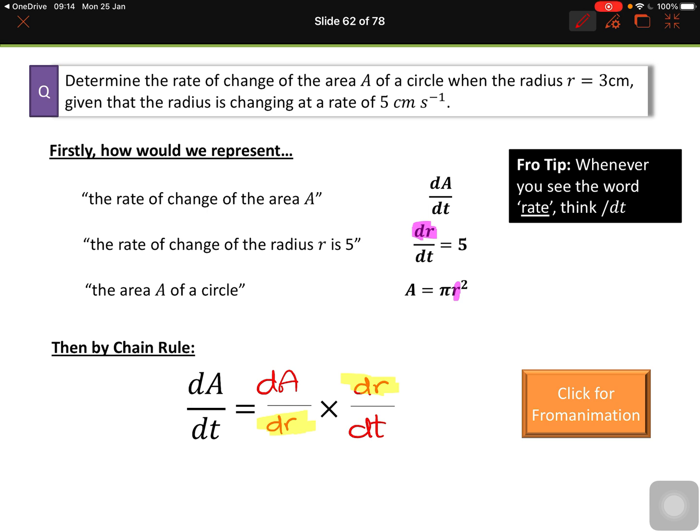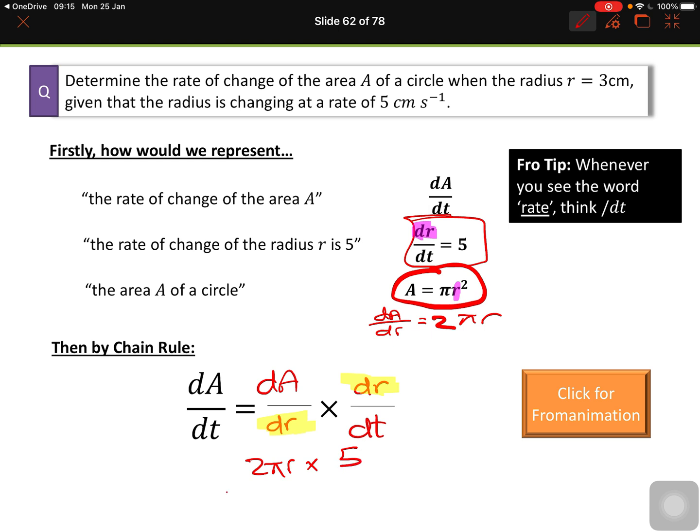Now, all I need to think about is how to work out dA/dr. I don't have dA/dr at the moment. However, if I come back to this point up here, I can work out what it is, because if I differentiate here with respect to r, I can find it out. So, pi r squared, well, pi is just a constant. R squared, remember we're differentiating now, not integrating, so we times by the power and take one off. So this is just going to become 2 pi r times by dr/dt that we already know, times by 5.